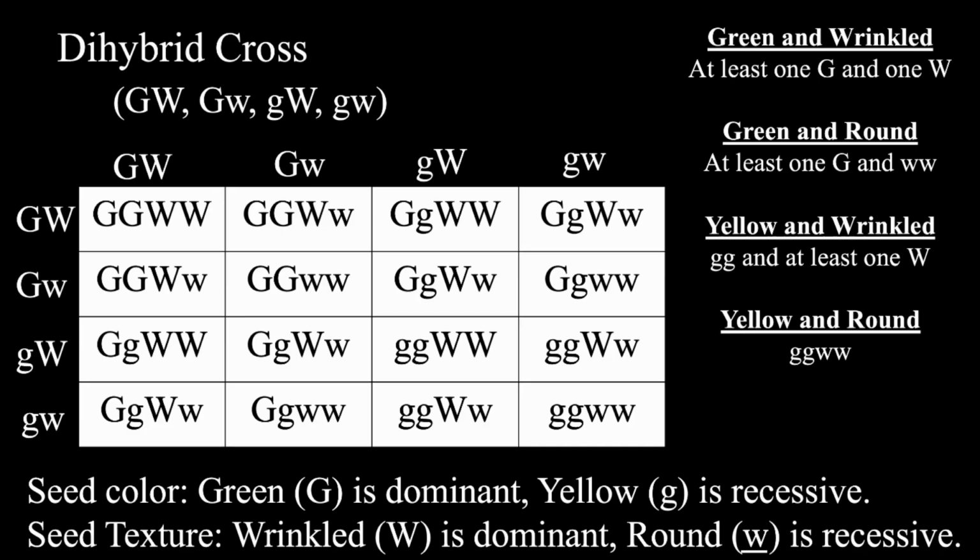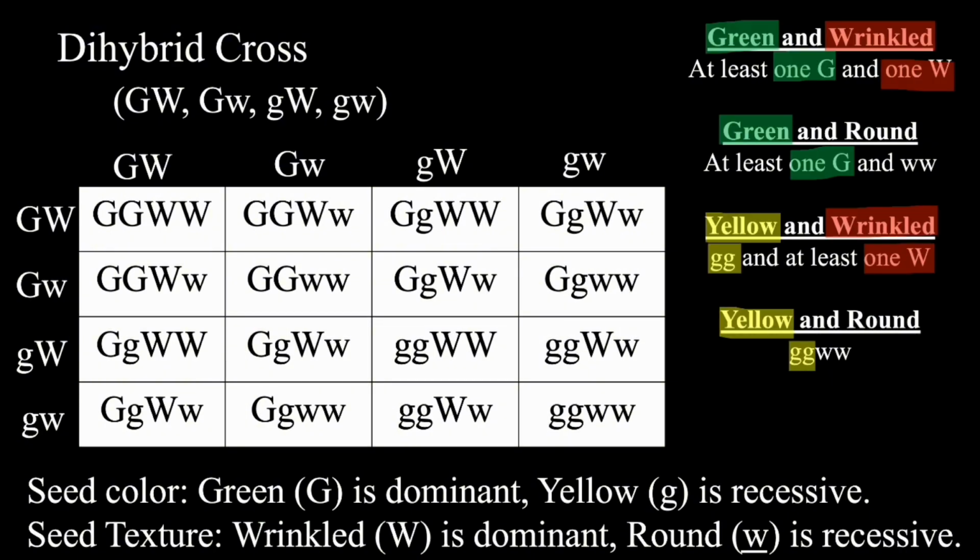3 boxes are green and round. These have at least one dominant G and 2 recessive W alleles. 3 boxes show yellow and wrinkled. These have 2 recessive G alleles and at least one dominant W. 1 box shows yellow and round. This is the only box with all recessive alleles, G's and W's. You could color code like so.